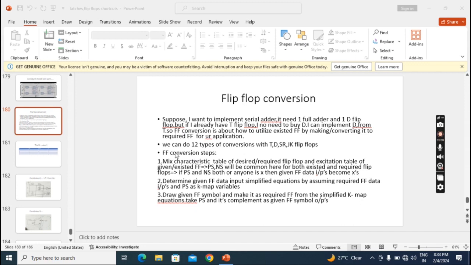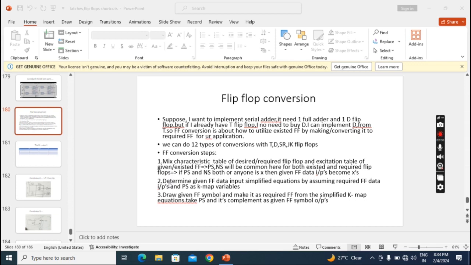There are 3 steps. In the first step, we have to mix the characteristic table of the required flip-flop and the excitation table of the given flip-flop. We have to mix both as one table. So here Qn and Qn plus 1, present state and next state, will be common to both the characteristic table and the excitation table. Suppose Qn and Qn plus 1, any one or both, contain x, in this case the given flip-flop data inputs become x. That is the first step.